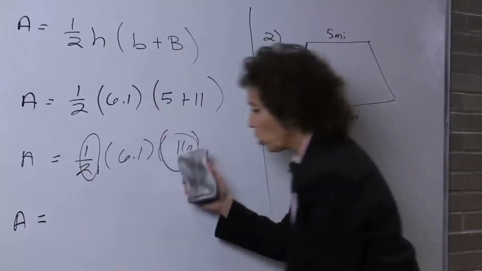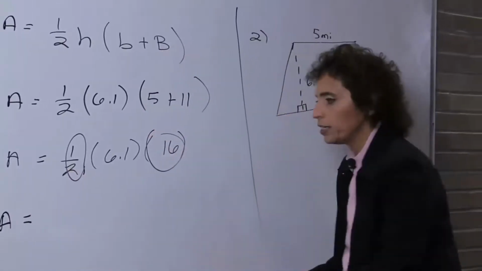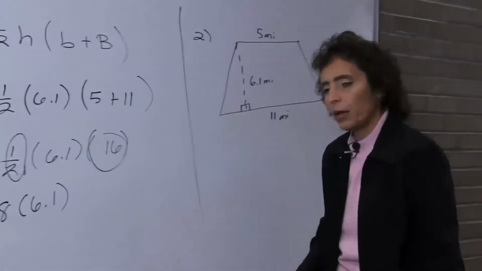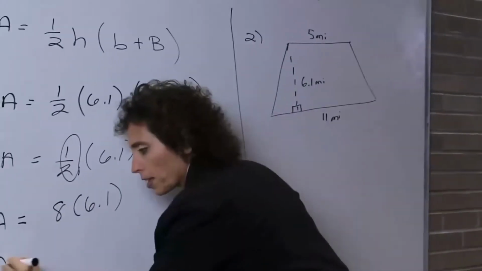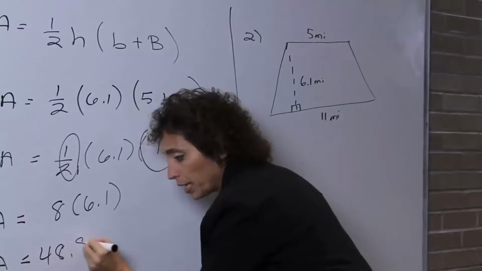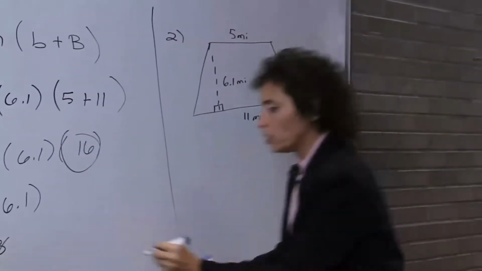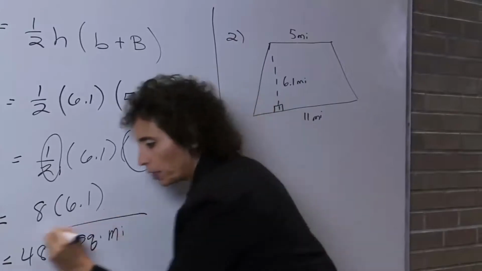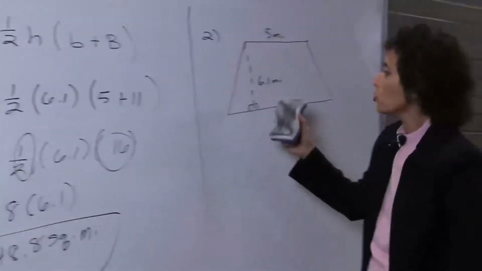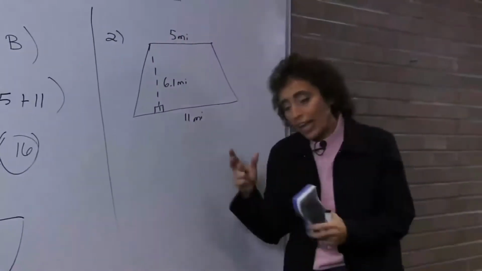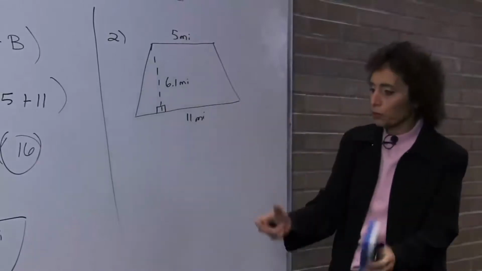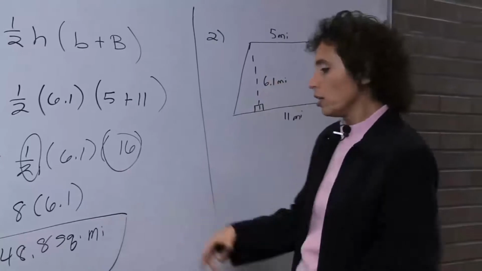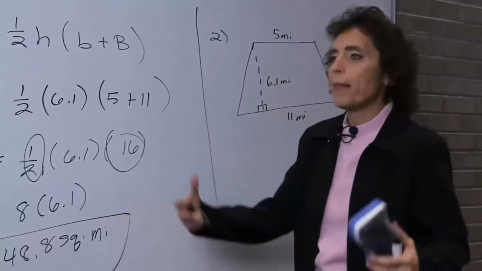If you want to show the work by putting 16 over 1, that's fine. But that is 8 times 6.1. That makes that 48.8 square miles. It's a big trapezoid. Square miles. And that, you know, that could be a trapezoidal piece of land, okay? That doesn't mean it's a real trapezoid, okay? So it's 48.8, just a trapezoid that you see hanging around. 48.8 square miles. Okay.